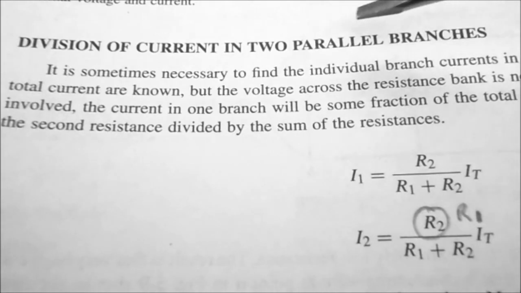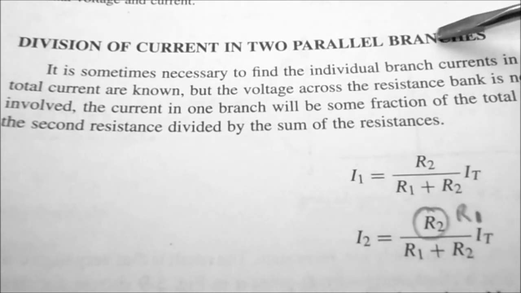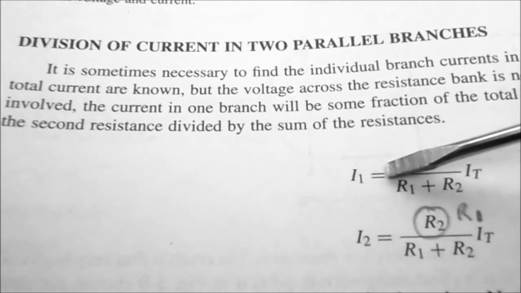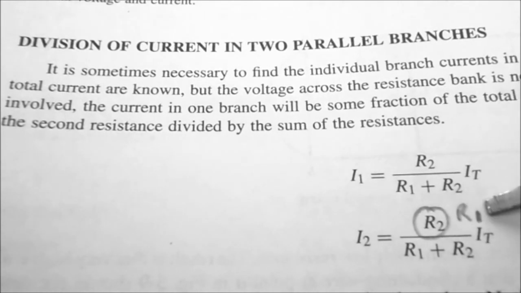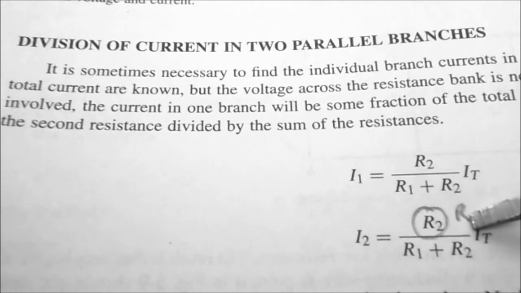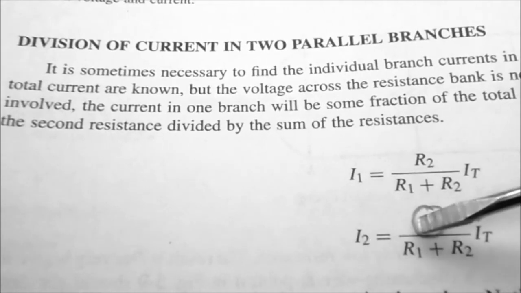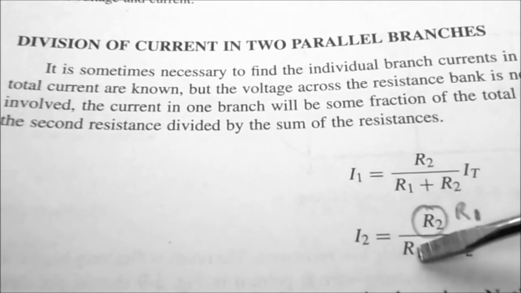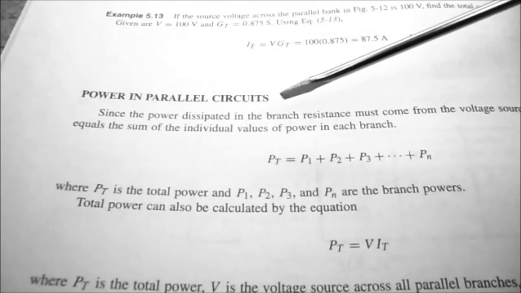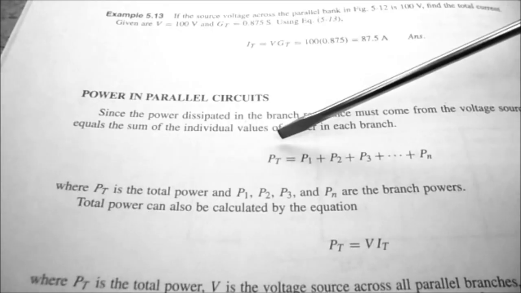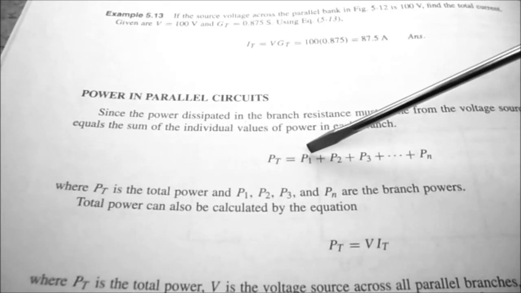And they give you the division of current in two parallel branches. So I1 is equal to R2 over R1 plus R2 times IT. And you'll notice they have a little typo in here, because I2 is equal to R1 over R1 plus R2 times IT. And they give you the formula for power in parallel circuits, so PT is equal to P1 plus P2 plus P3.